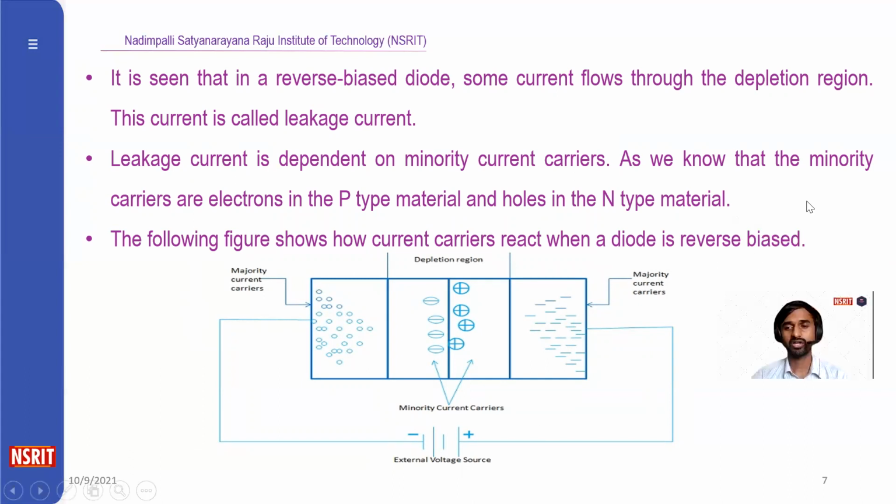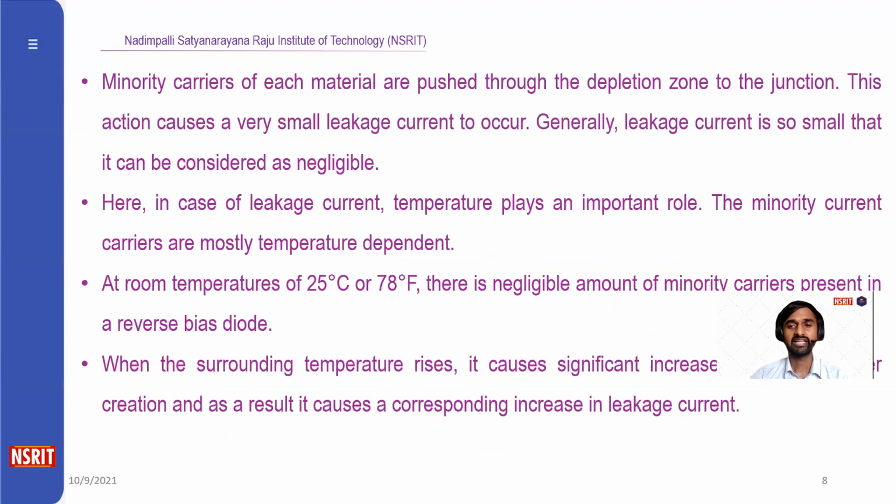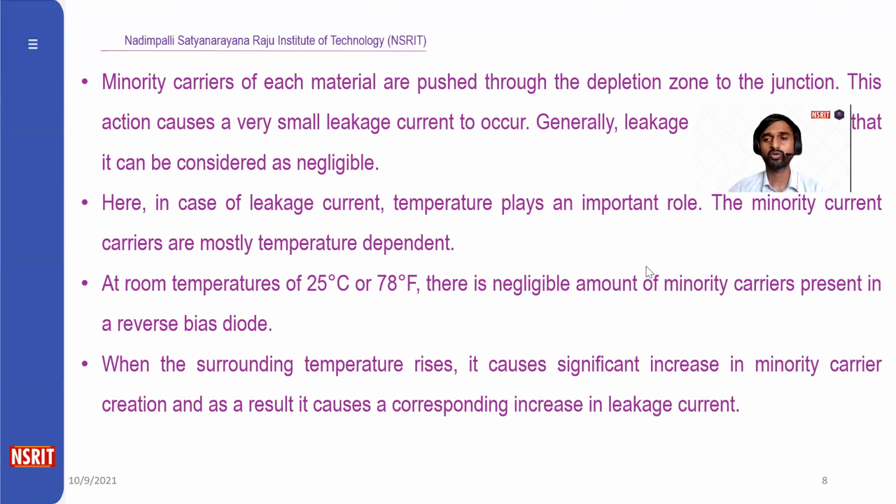And this leakage current at normal room temperature is very, very less. Hence, it can be neglected. But with increase in temperature, the minority charge carrier current will also increase. That is, the leakage current increases with increase in temperature. As you can see here, at room temperature, which is 25 degrees centigrade, there will be a negligible amount of minority carriers and hence negligible leakage current.